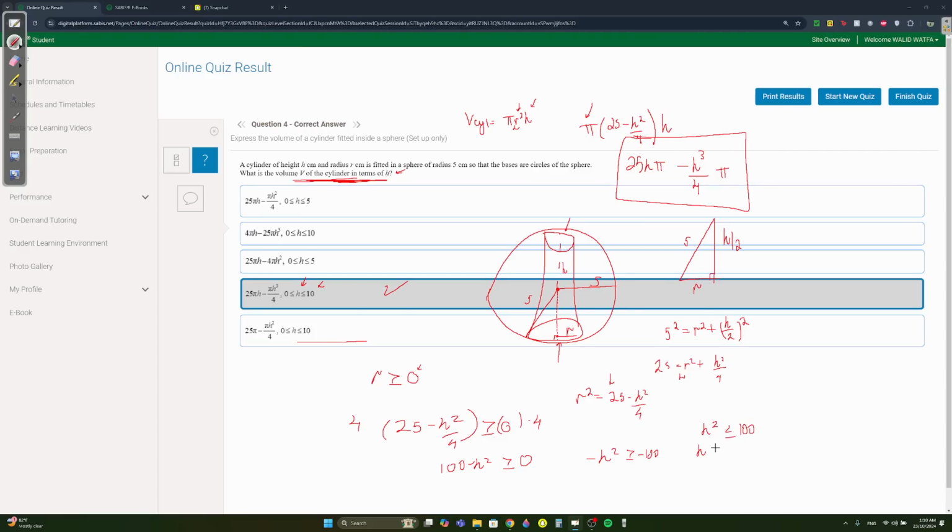So you're going to get two solutions. You're going to get less than or equal to 10 and greater than or equal to minus 10. But, you know, by default, it should be greater than or equal to 0. So this is rejected. You can't say minus 10. So what's it going to be? Between 0 and 10. So h is between 0 and 10, like this. Okay? Very, very simple.